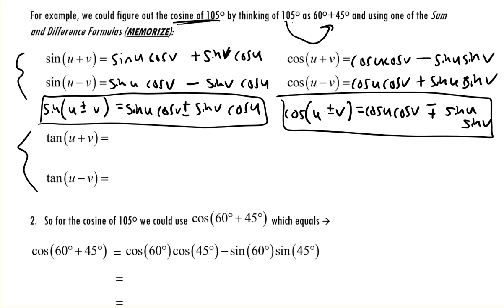All right, and then tangent, the only other one we look at. Technically, if you wanted to be able to do sum or difference of secant, cosecant, or cotangent, you could use one of these and then just do the reciprocal. So it's not too bad. So tangent, you would do tangent of the first angle plus tangent of the second angle over 1 minus tangent of the first times tangent of the second.